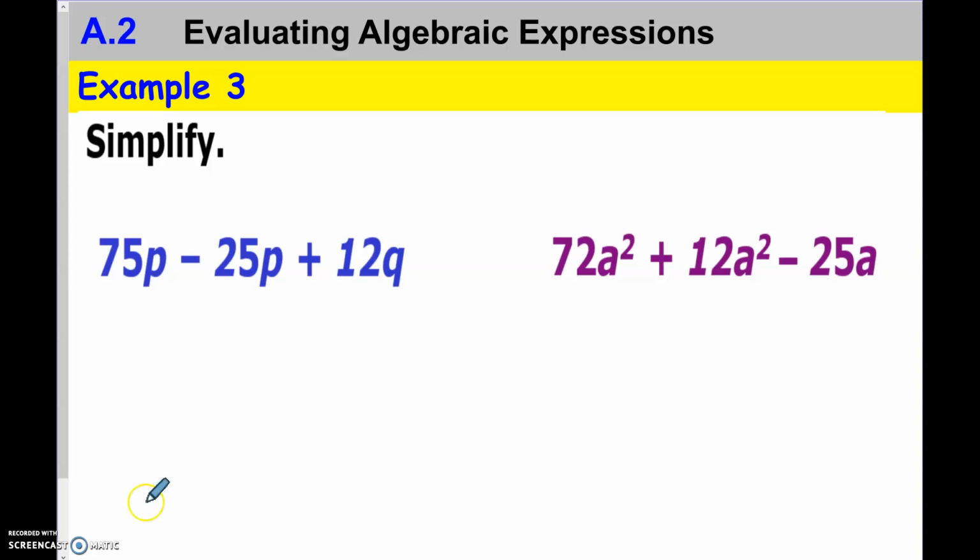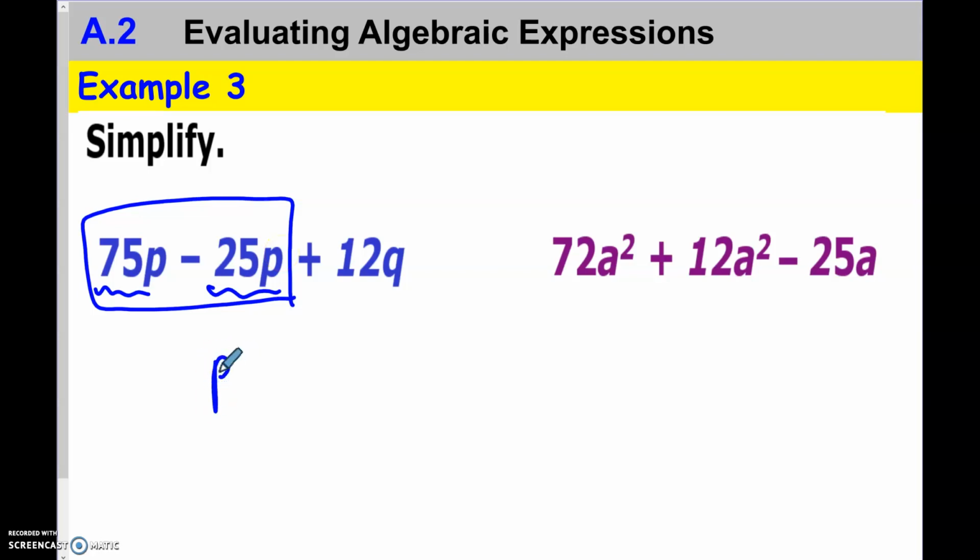All right, here it looks like we have a P, and a Q. So our two P's we can combine. So we're going to combine these two. So 75P minus 25P, we keep the P, and we do the math with the coefficients. So 75 minus 25 is 50P. And then you have to keep your 12Q.